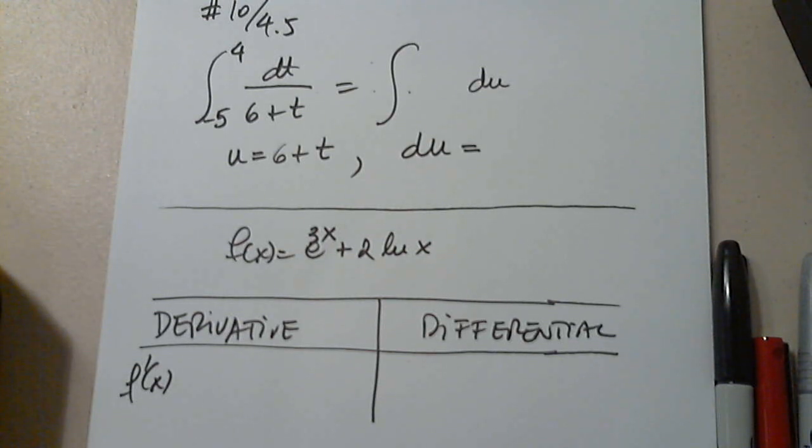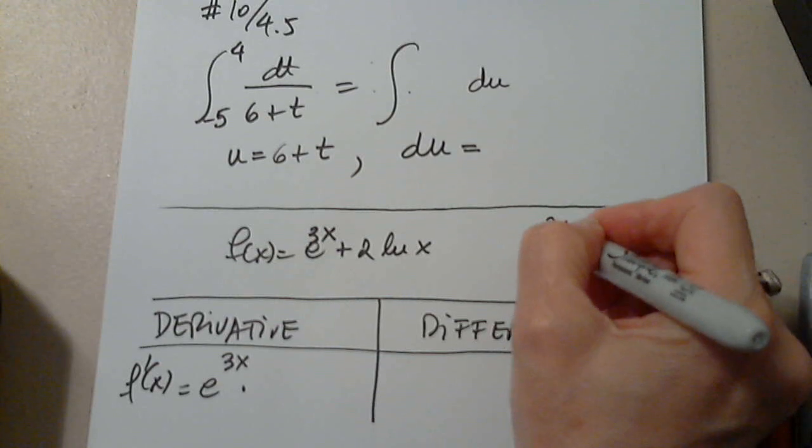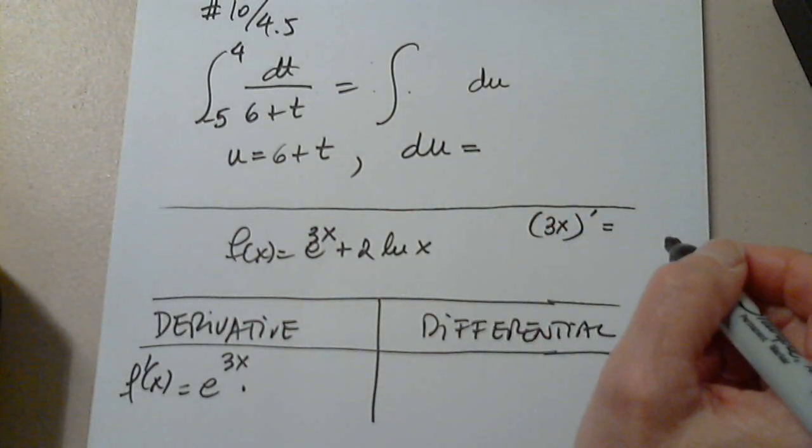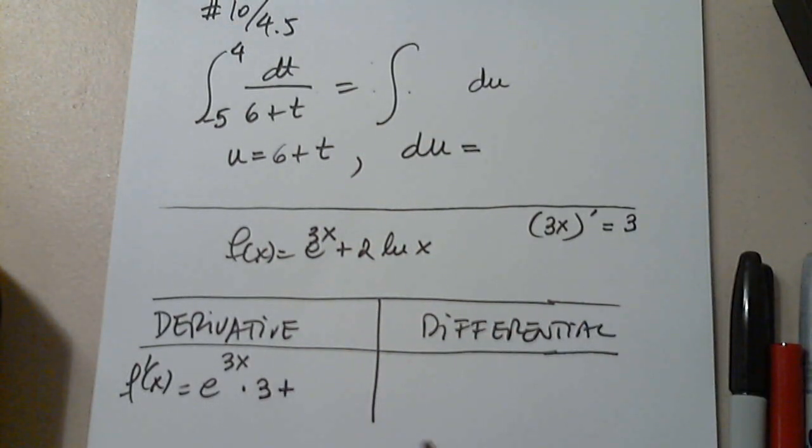E to the x, times the inner function prime. Times 3x. Times the inner function prime. Don't forget the prime. It's not times the inner function. It's times the inner function prime. Is it 0? So let's differentiate 3x. Exactly. Plus. Now we are here. Plus.